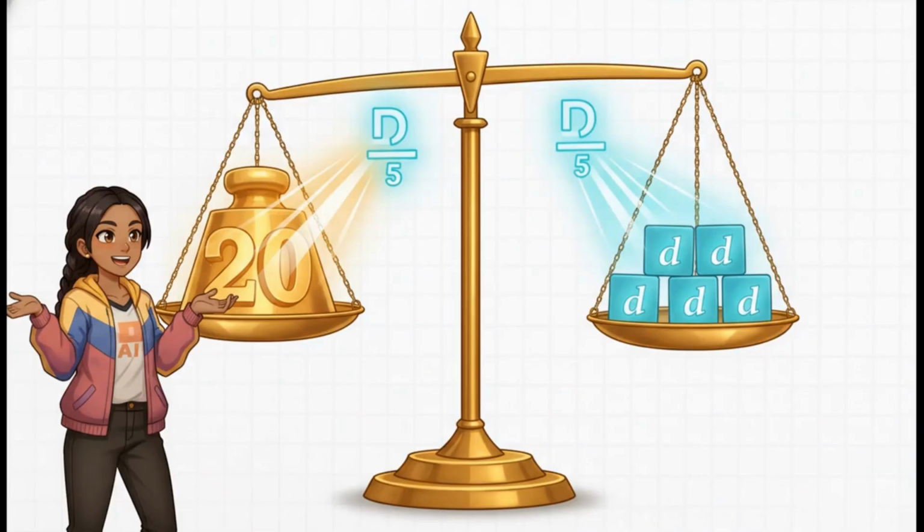And hey, don't let it throw you if the variable is on the other side of the equation. It makes literally no difference. That scale is still balanced. Take a look at 20 equals 5d. To get d all by itself, what do we do? We just divide both sides by 5. 20 divided by 5 is 4. So d equals 4. This rule is totally universal.